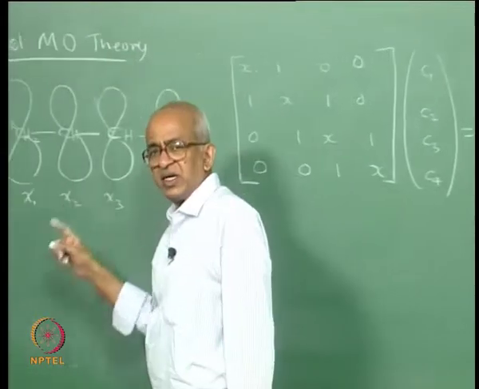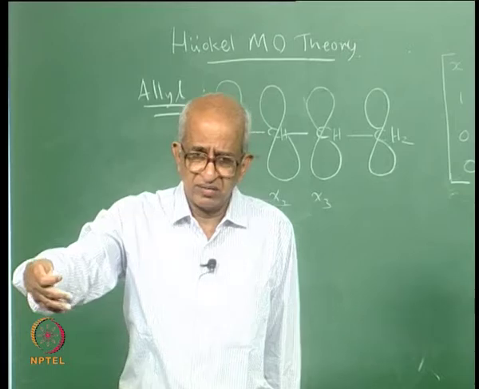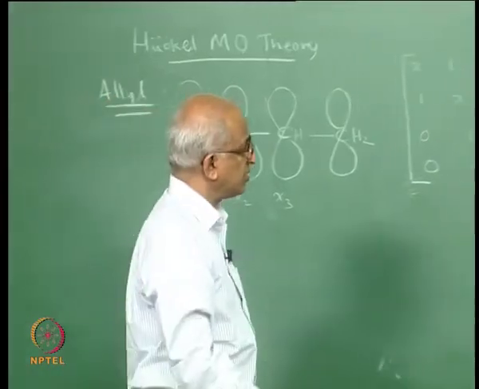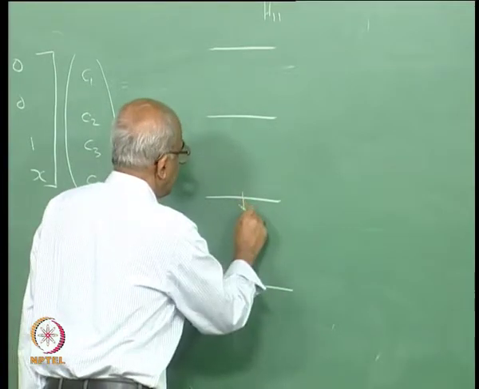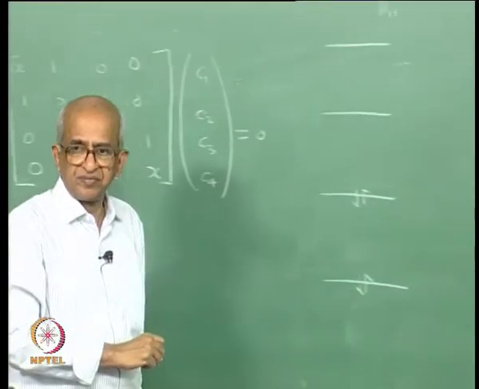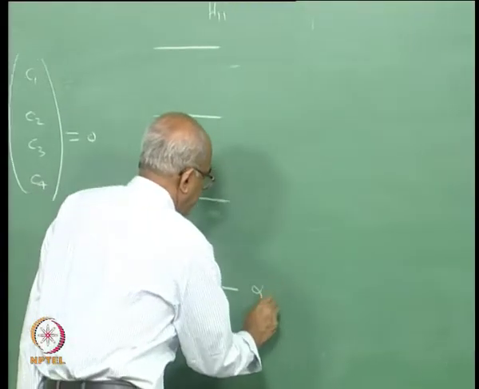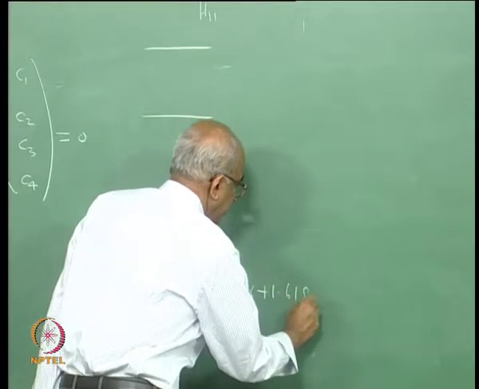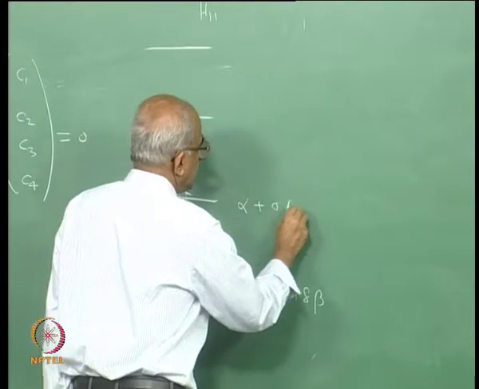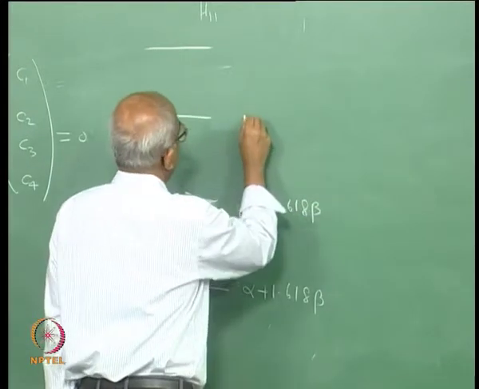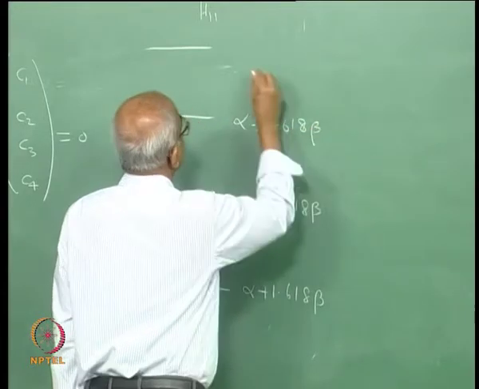Butadiene has how many pi electrons? Well, each carbon contributes 1 pi electron to the system. So, therefore, it has 4 pi electrons. What will they do? They will go and sit in these bonding molecular orbitals, correct. This orbital has an energy of alpha plus 1.618 beta. This has an energy of alpha plus 0.618 beta. The other orbitals are not occupied, but they have energies which are given by these expressions.